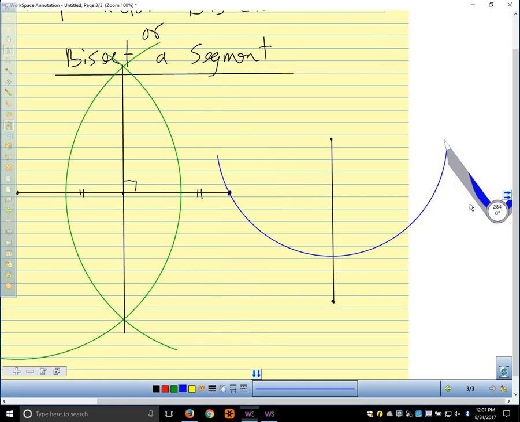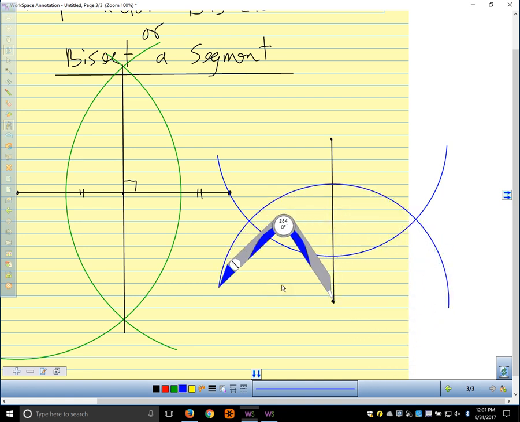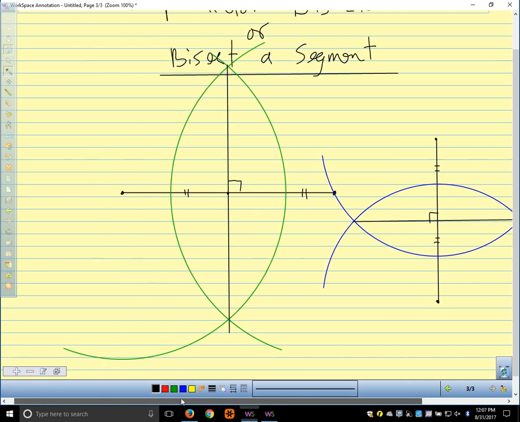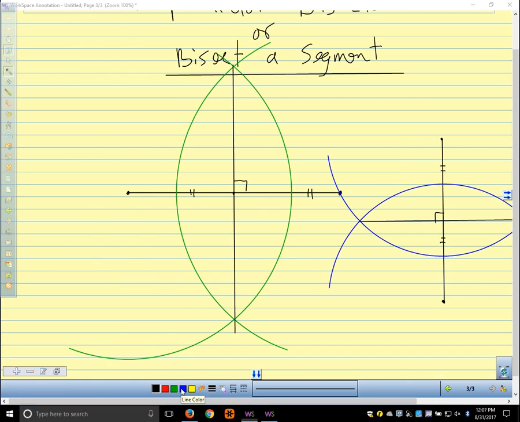We're going to move our compass to the other side of the segment and make the same arc. Those two should cross. Grab your straight edge and connect those two. And that is my perpendicular bisector. All right, questions on that one?